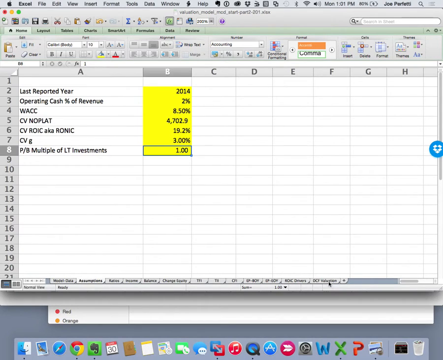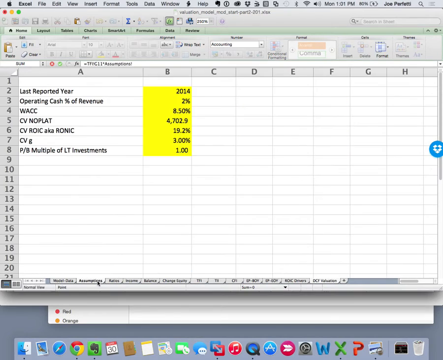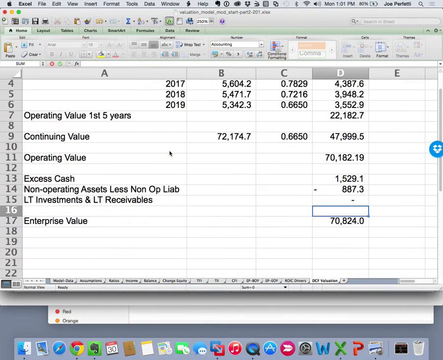So I'm going to come back here, take my long-term investments, and multiply it by, from the assumptions, my price to book multiple. Now it's 0 for McDonald's, and it doesn't matter, but we're building a reusable model, so it may matter for the companies that you're doing the group project work on. Okay, questions about what we just did?